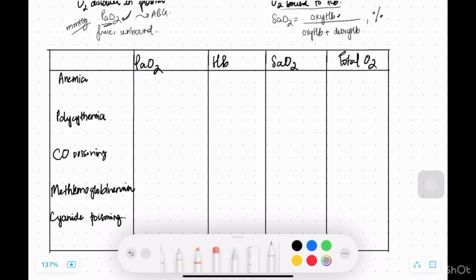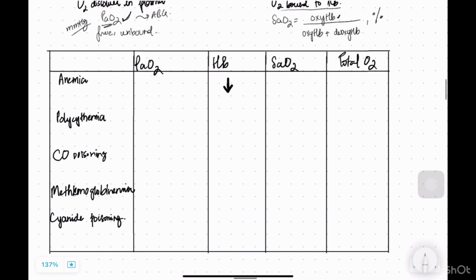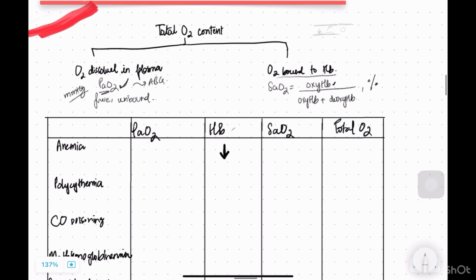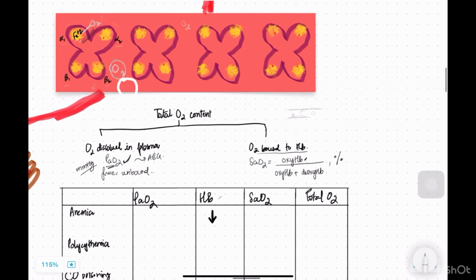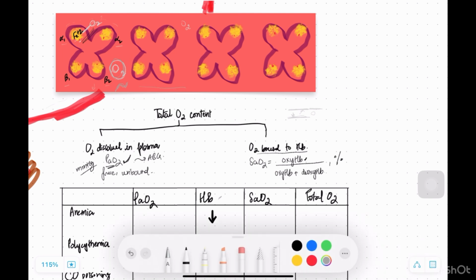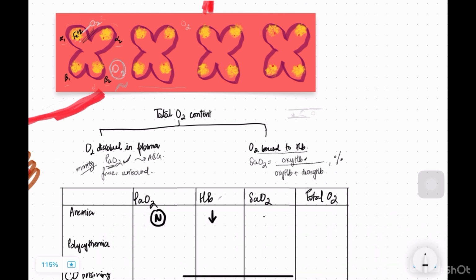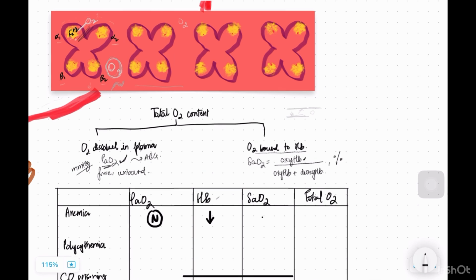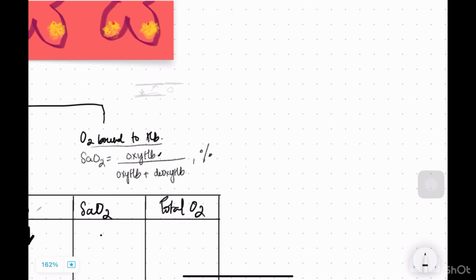What happens in anemia? In anemia, the root problem is your hemoglobin goes down, correct? So let's look at the other values here. If your hemoglobin goes down, is the unbound oxygen that is free in the plasma going to change? No, that's not going to change. So your PaO2 is going to stay normal.